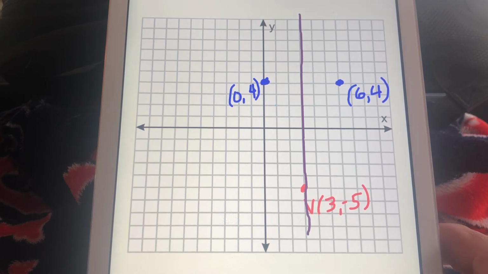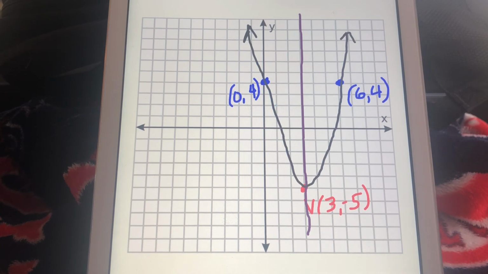So let's go ahead and draw that graph, and we see our parabola should look something like that. So that's how to use vertex form to make a quick graph of a parabola, a quadratic function.